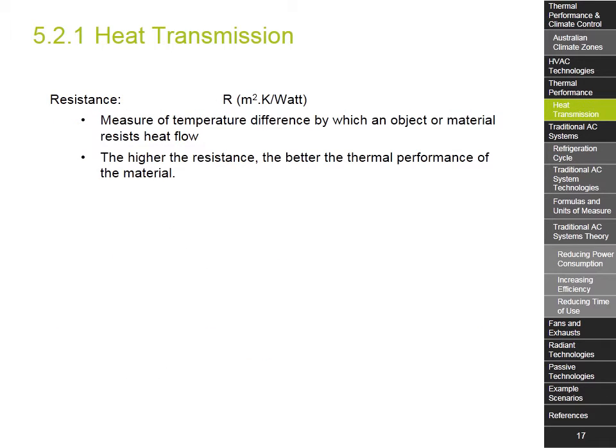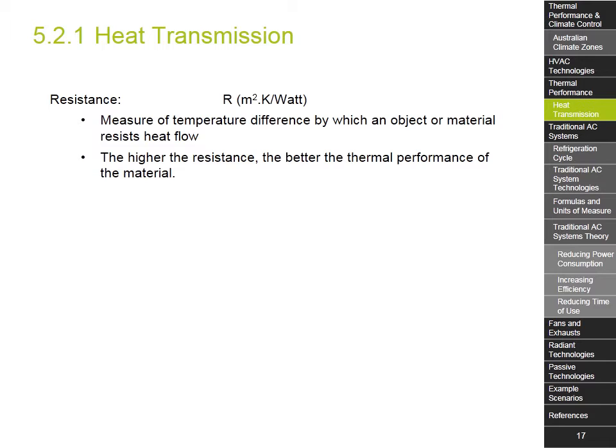Every material has different characteristics, and one of these characteristics is its ability to resist heat flow. The resistance, or the R value, is a measure of the temperature difference by which an object or material resists heat flow. Therefore, the higher the resistance, the better the thermal performance of the material. Every material has an R value, and there are many R value tables available from the manufacturers that rate the thermal performance of a material per thickness.